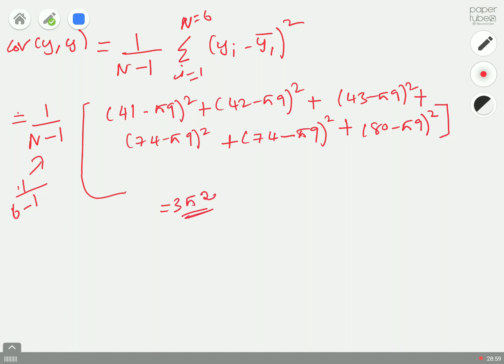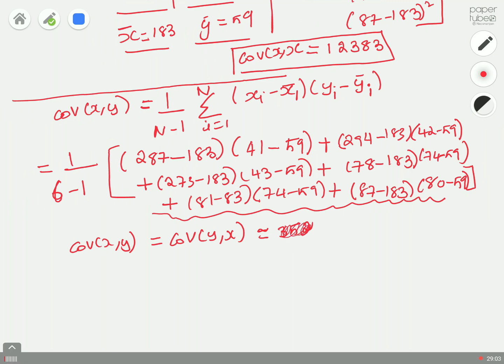I think I made a mistake before. Your covariance of x comma y, this value should be equal to minus 2067. I already calculated it, so I'm just trying to record how it's done. So you have covariance y comma x, this is minus 2067. That's correct.